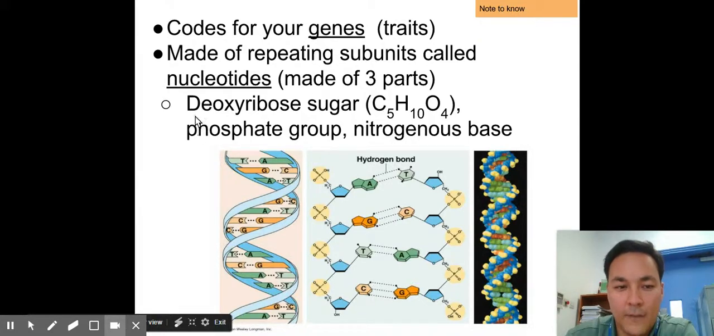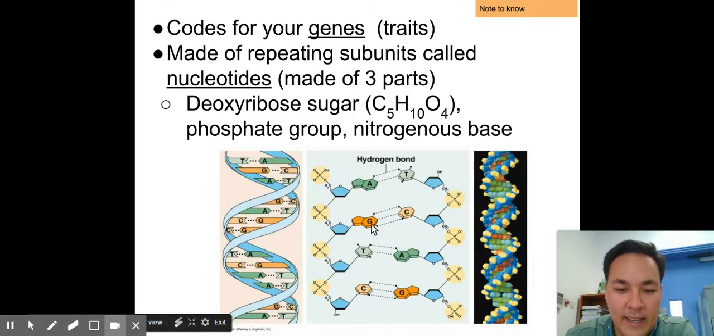All right. Hopefully you know the nucleotide is made up of a deoxyribose sugar right here, a phosphate group, and a nitrogenous base. This is one nucleotide. We put them together in dehydration synthesis reactions to add on to the DNA molecule. It's going to be with an enzyme called DNA polymerase.